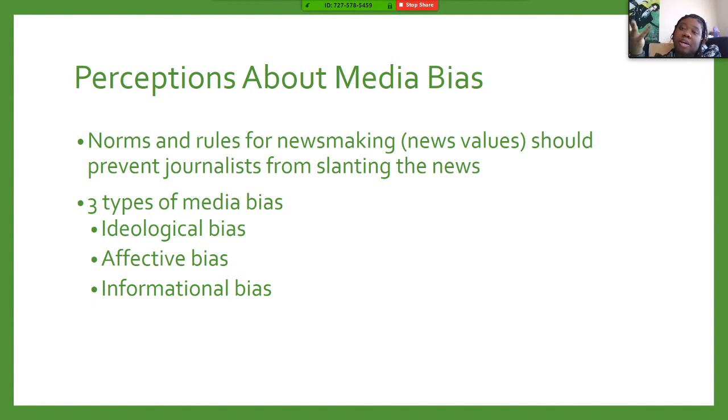So we talked about the perceptions of media bias, norms and rules for newsmaking, which is also known as news values, should ultimately prevent journalists from slanting the news. And so there are three types of media bias.